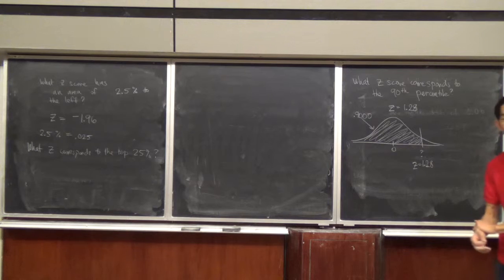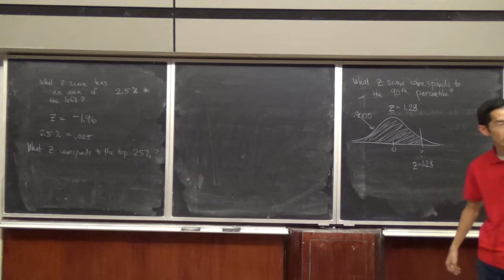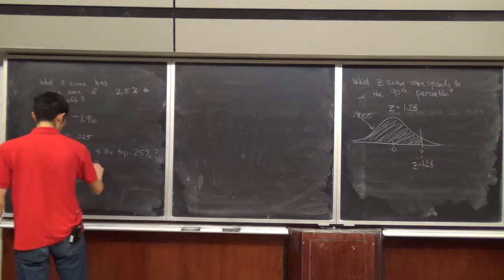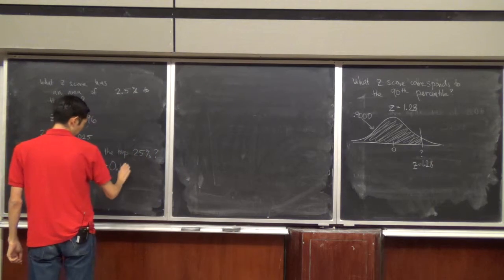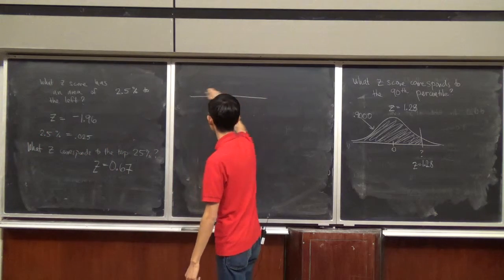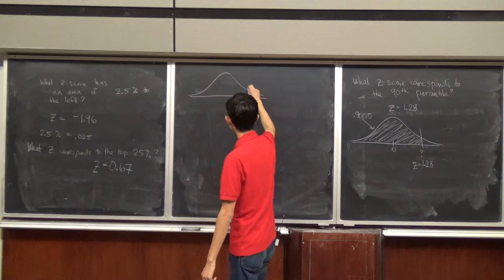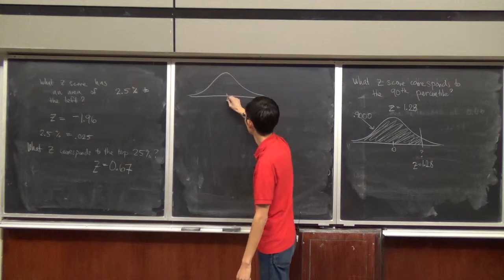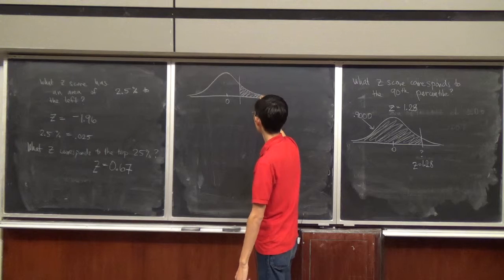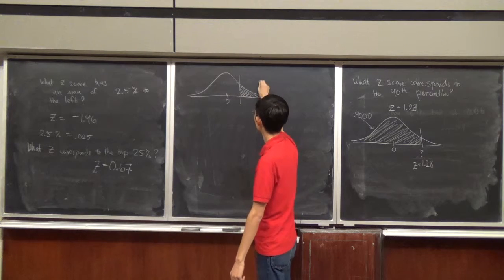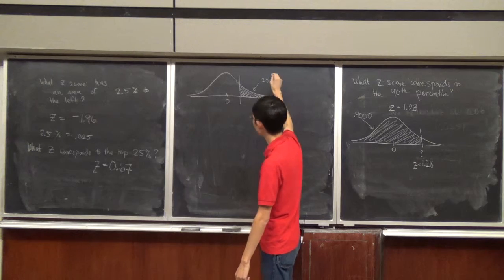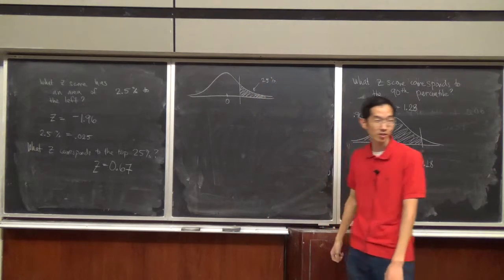Okay, do we have an answer? What's our answer? 0.67. Z is equal to 0.67, correct. Okay, so in this case, we're looking for the area. So the top 25% means the area to the right is equal to 25%. Is that correct? It is correct. Is that okay with you guys?